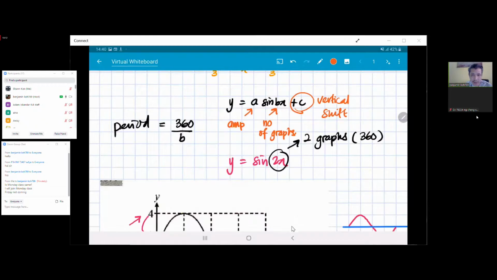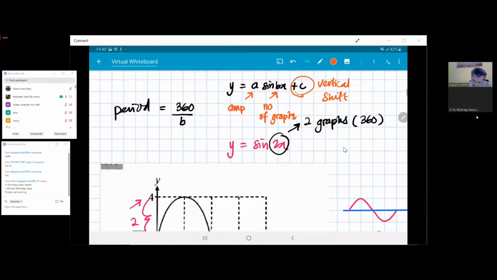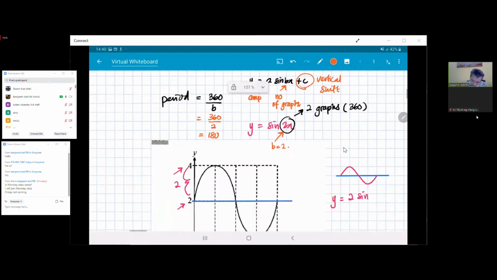All right. So right now here, I notice for this particular question, nampak tak? This B number ialah 2. B sama dengan 2. So if I do that, that means this will mean 360 divided by 2, that will give you 180. Kan? Okay? This is just a formula to help you understand. Tapi sebenarnya, if I look at the graph, can I see here? 180 degree. Okay? So one graph is 180.